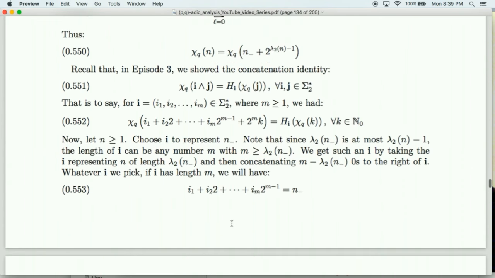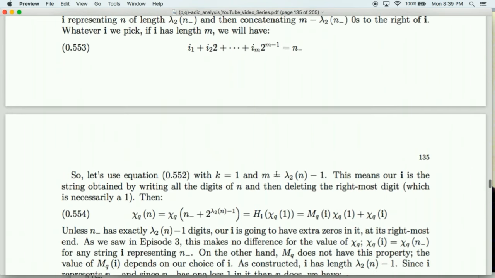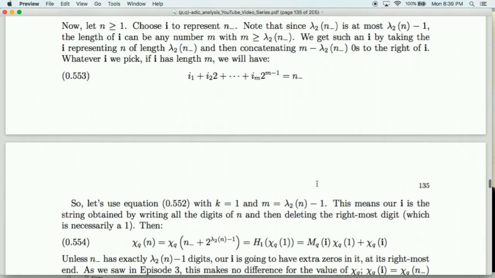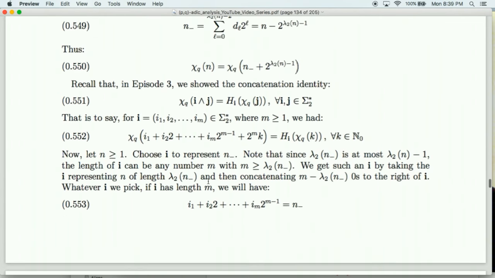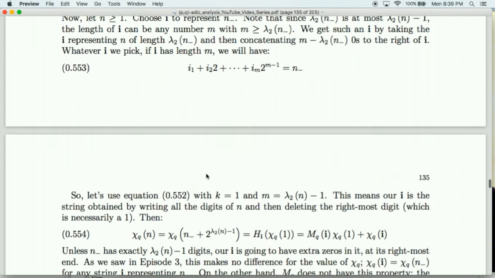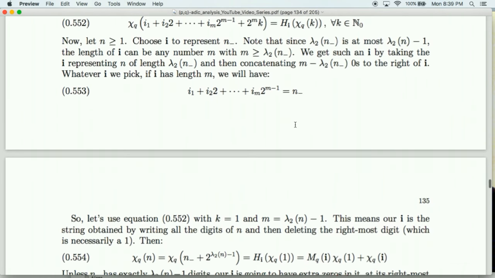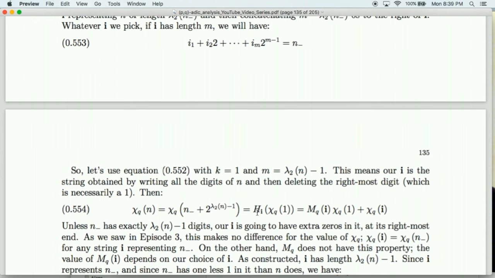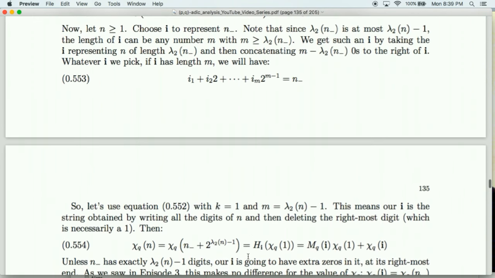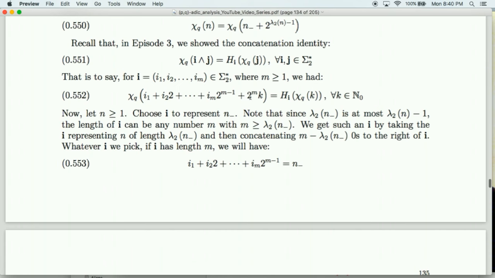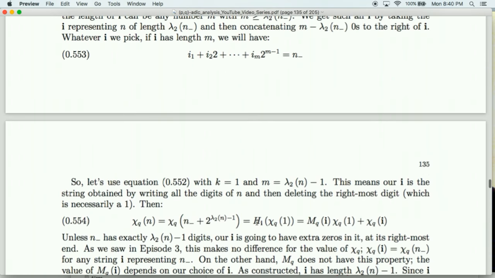So now let's use this equation right here, with k equals 1 and m equals lambda 2 of n minus 1. What this says is that chi q of n is equal to chi q of n minus plus 2 to the lambda 2 of n minus 1. This is the part that corresponds to n minus, and here k is 1 and m is this. Well, by this formula, the string I represents n minus. So this becomes, by the concatenation identity, h bold I of chi q of 1, because 1 is the coefficient of 2 to the m. But then this h bold I is an affine linear map of the form m_q of I times our input plus chi q of I. And so we get this.